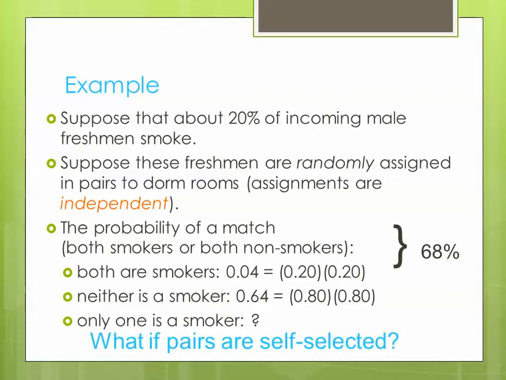What if the pairs are self-selected? Self-selected means they get to choose their own roommates. Well, you'll have a different scenario because now it's not independent. Now there's influence. You're going to choose someone. You're more likely if you're a smoker to choose a smoker. You're more likely if you're a non-smoker to choose a non-smoker for a roommate.